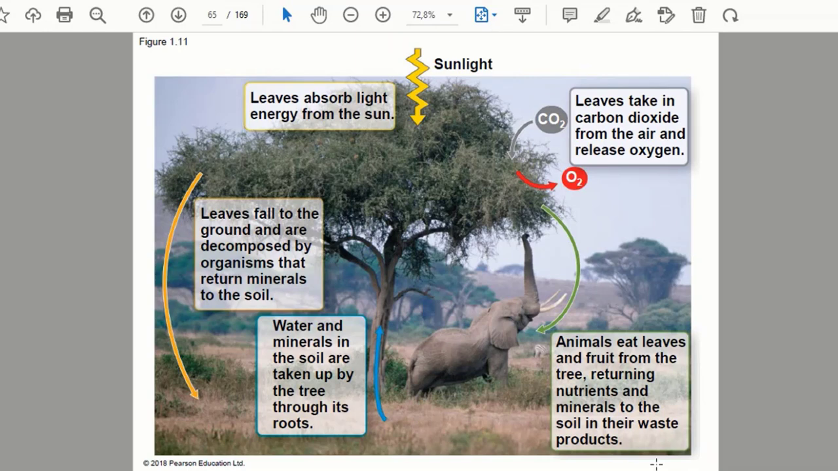Those things that they put out when they're eating, the remnants, when they're chowing it, they will spit and it returns in a way to the soil as minerals. But to them it is their waste products. And the water and minerals in the soil are then taken up by the tree through the roots, and the leaves from the ground are decomposed by that organism and return to mineral. So this is the energy flow which happens and all of that.